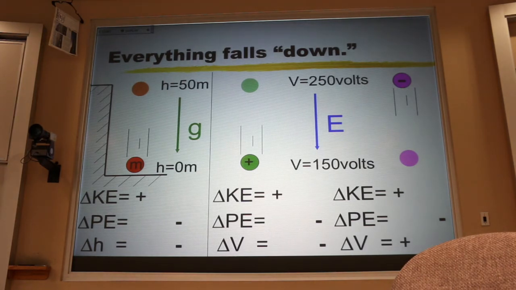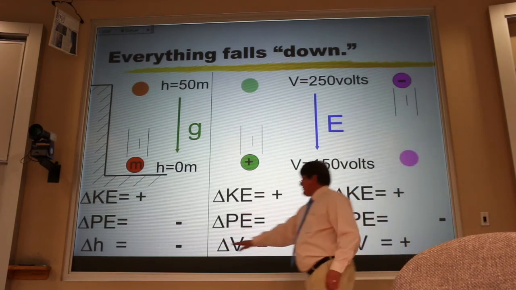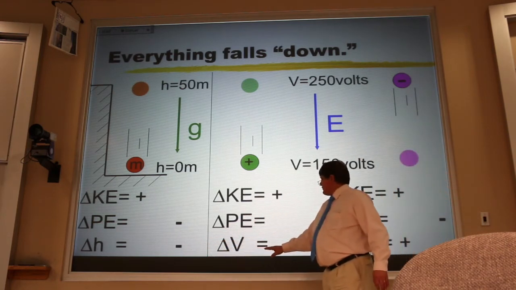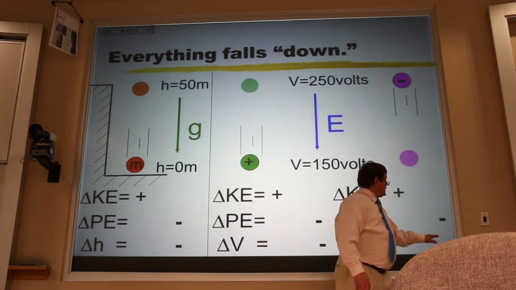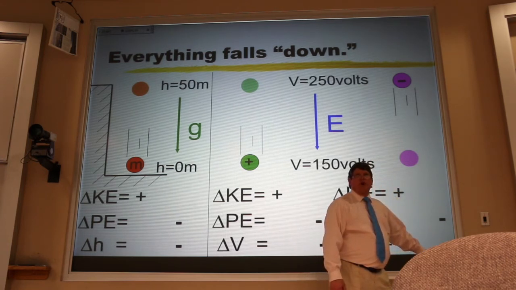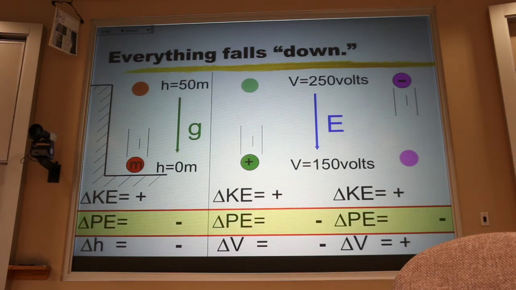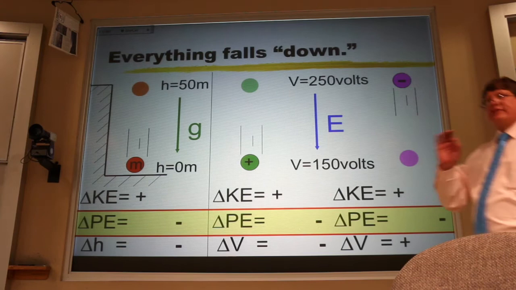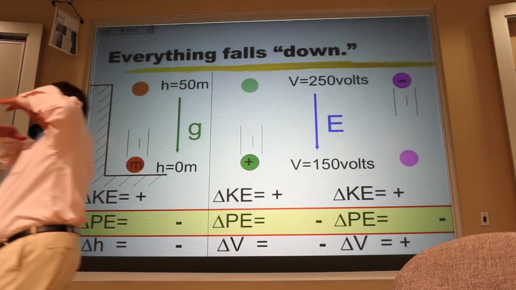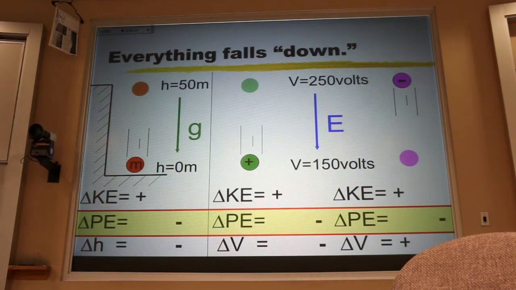Now, if we call this down and this down, then we have to deal with charges that go up. What physicists do is they redefine down. They say everything falls to a condition of lower potential energy. Okay? Everything seeks a lower potential energy. And in that case, everything falls down. You just have to be careful how you define down.